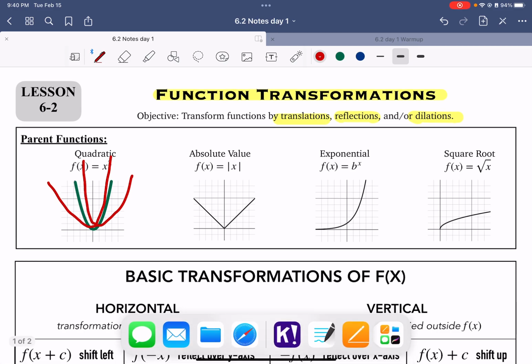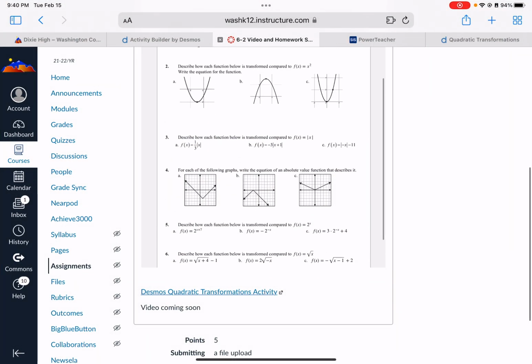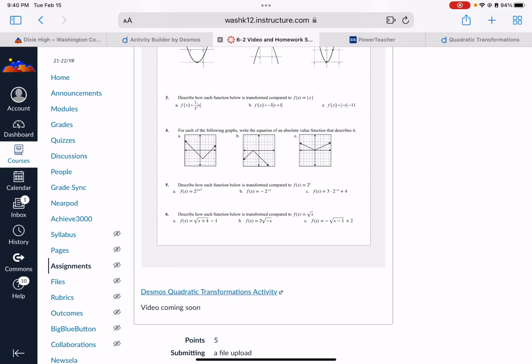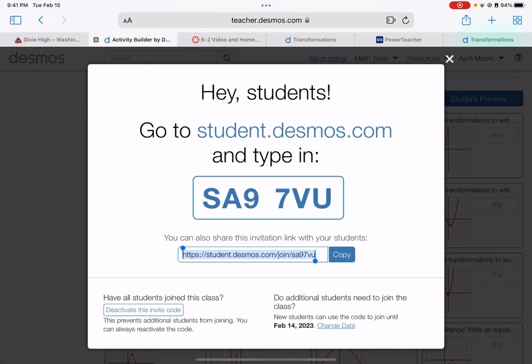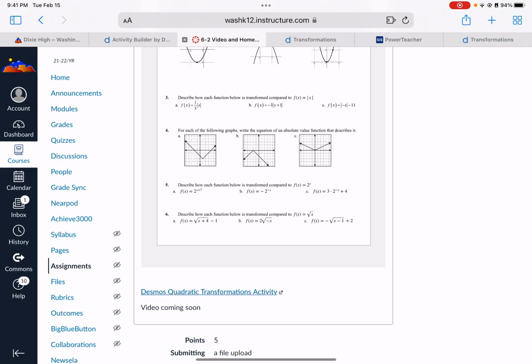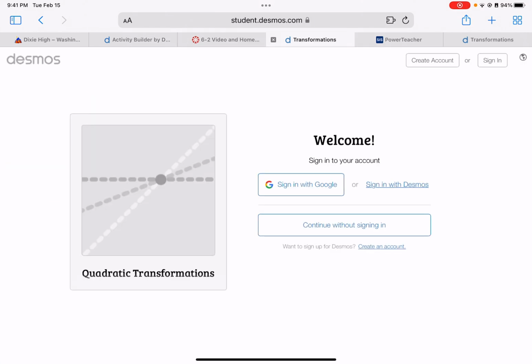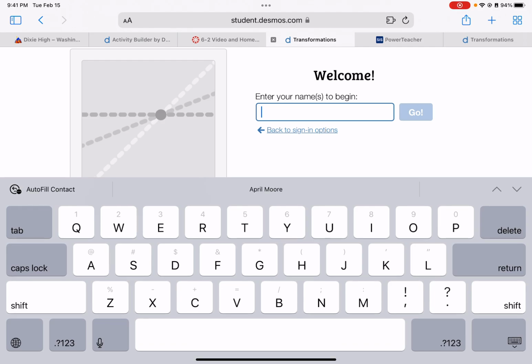All right, so to start, we are going to go to Desmos, and we're not going to go to it the normal way. If you go to Canvas, right above where you went to the video, there is a link. It says Desmos Quadratic Transformation Activity. If you click on that link, it will take you to this page to sign in. Another way you could get to it is to go to students.desmos.com and type in this code. If you want to pause and write this down, that's fine, or you can always access it via the link on Canvas. So I'm going to click on that link, and it takes me here. I think it's easiest just to continue without signing in, but you're welcome to sign in with Google if you'd like. Enter your name so I know who you are.